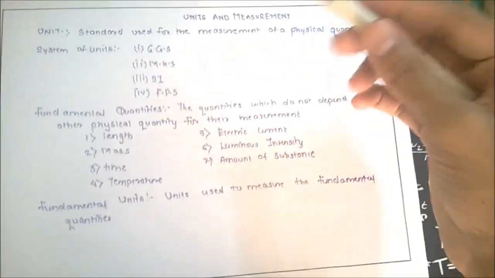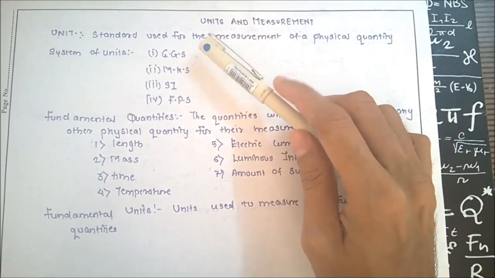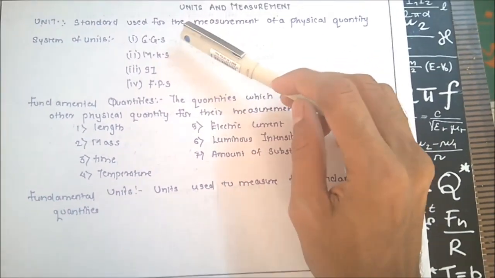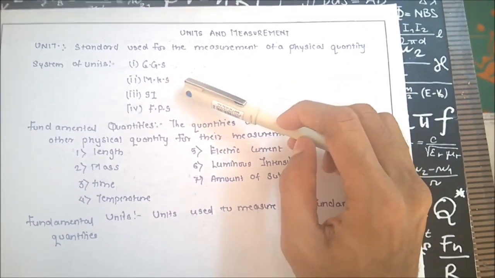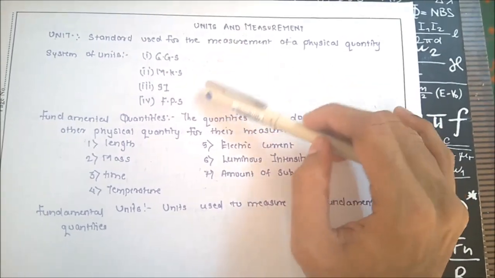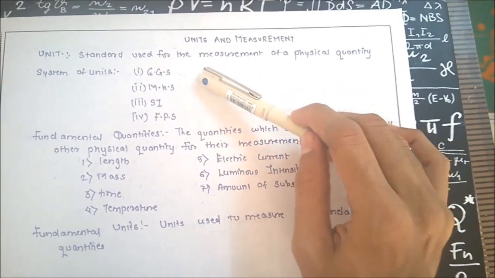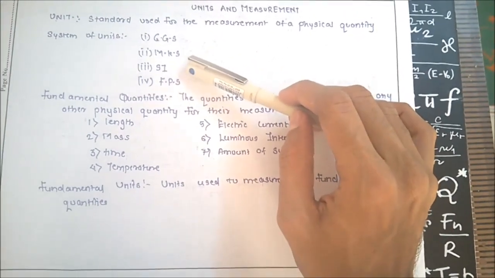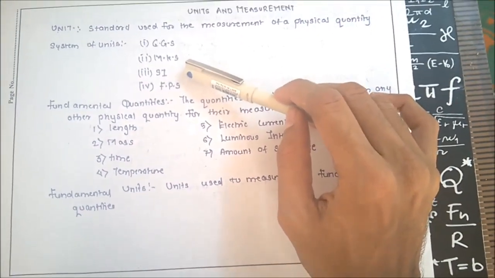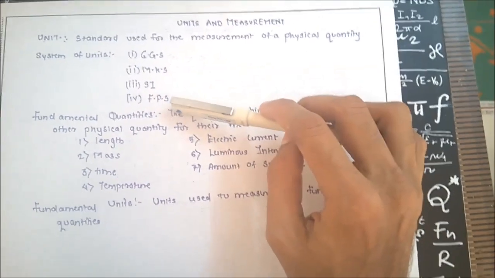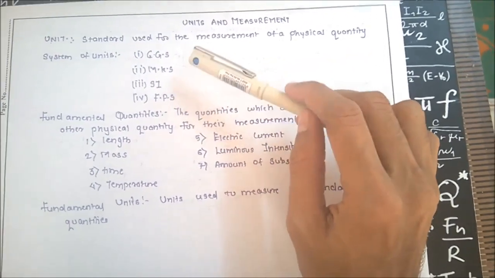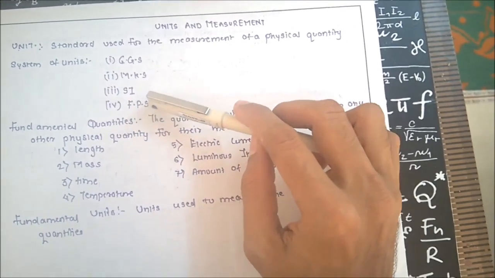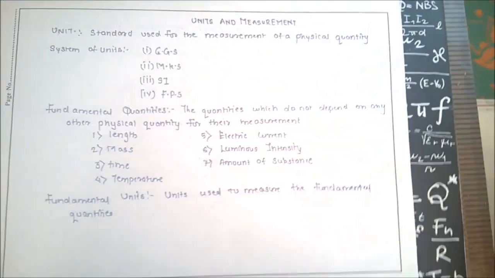So we have different systems of units: the CGS system, MKS system, SI system, and FPS system. CGS defines centimeter, grams, and seconds. MKS defines meter, kilograms, and seconds. SI is the same system as the MKS system. SI is Système International, which is accepted internationally worldwide, and that system is the MKS system. FPS is foot, pounds, and seconds, that is, length is measured in foot, mass is measured in pounds, and time in seconds.